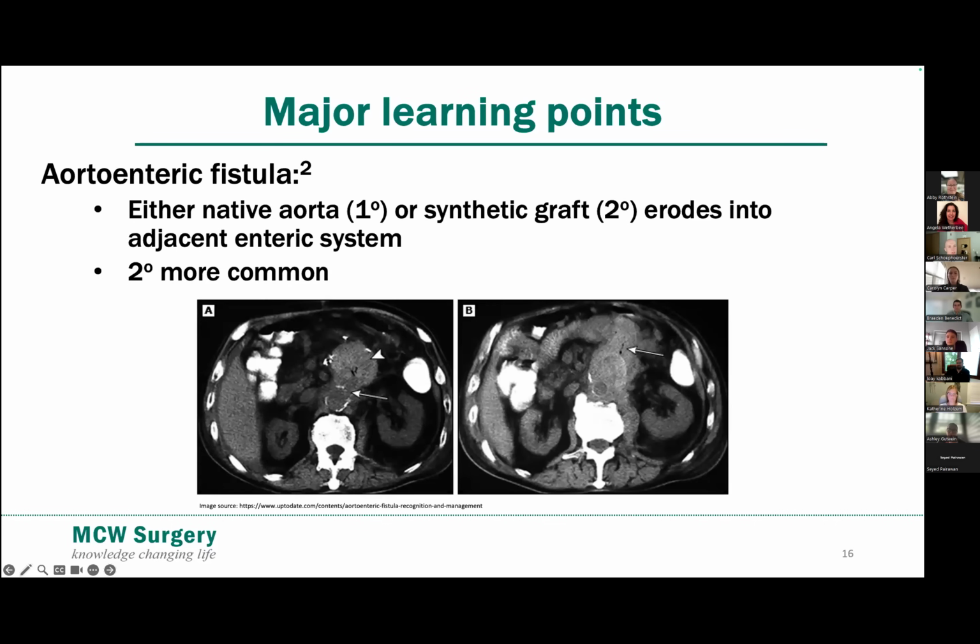And some major learning points. So aortoenteric fistulas can either occur from the native aorta or from a synthetic graft, as these erode into the adjacent enteric system. Nowadays, with all of the procedures that are performed, the second type of synthetic grafts is more common. And this isn't our patient, but I thought it represented it well. As you can see, the aorta forming a fistula between the overlying duodenum here.